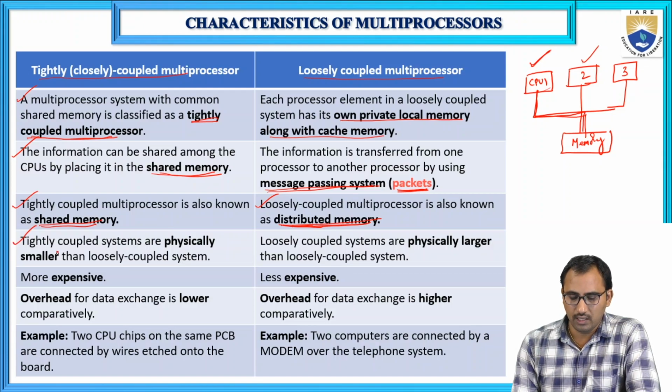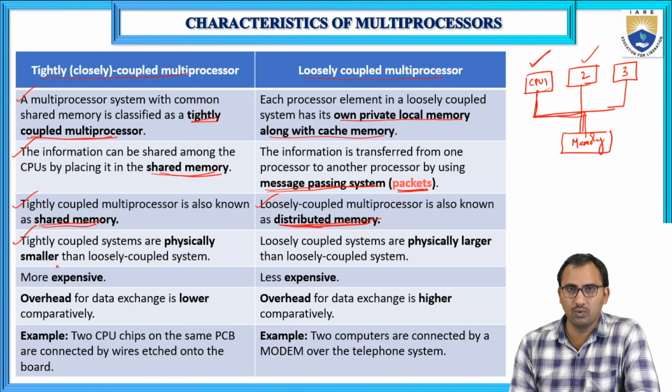And the next difference is the tightly coupled systems are physically smaller because here in this type of systems we are using only a single memory. Okay, so that's why this type of systems are physically smaller, whereas the loosely coupled systems are physically larger, because here in this type of systems the number of processors and the number of memory devices are more. So that's why physically they are larger. So the tightly coupled multiprocessors are more expensive and these are less expensive.